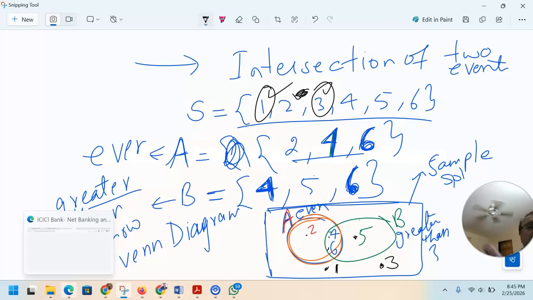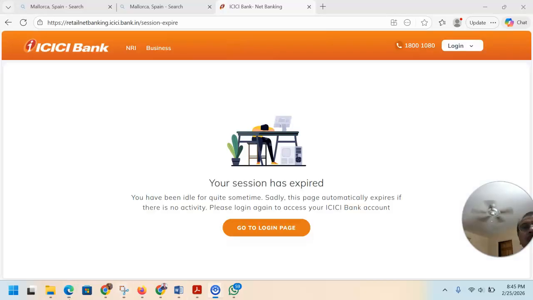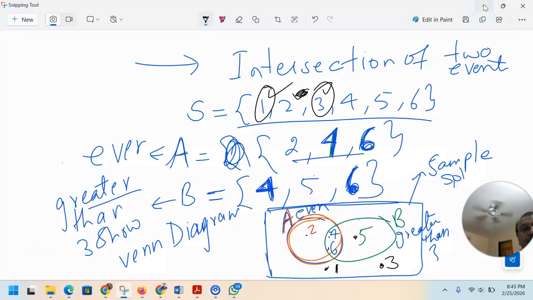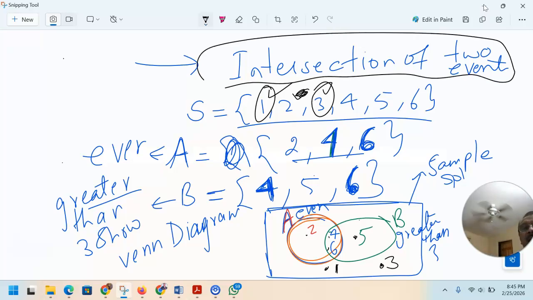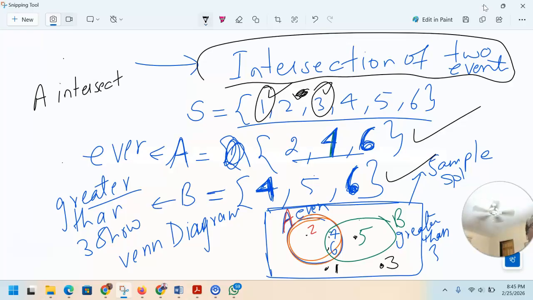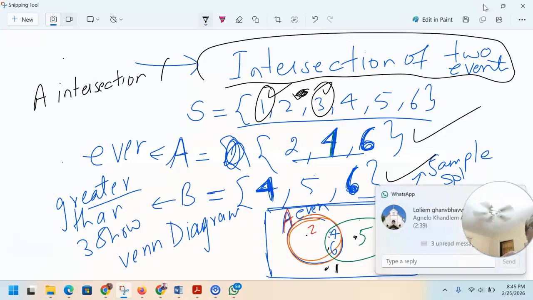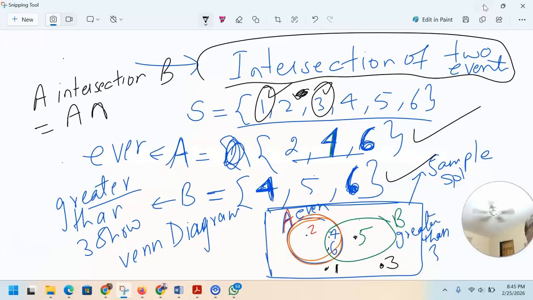So I'm trying to say, what is the meaning of intersection? The intersection of two events means A is an event, B is an event. A intersection B. Now the symbol is A, then an inverted U, and B. It means whatever you see common in both cases.